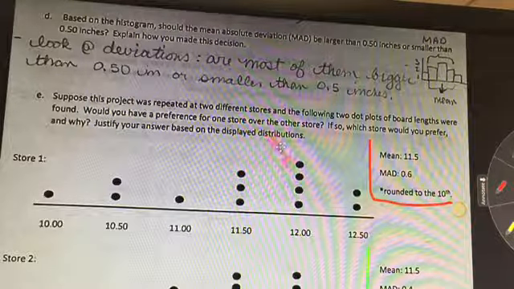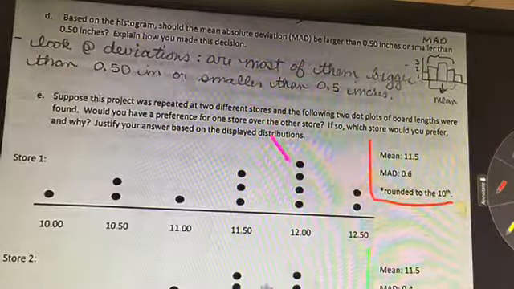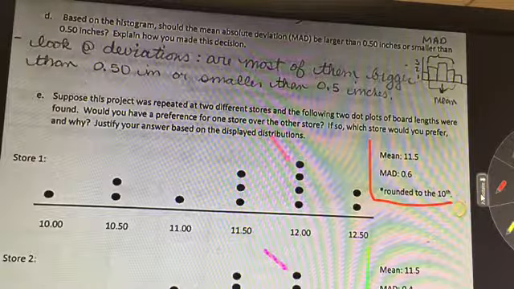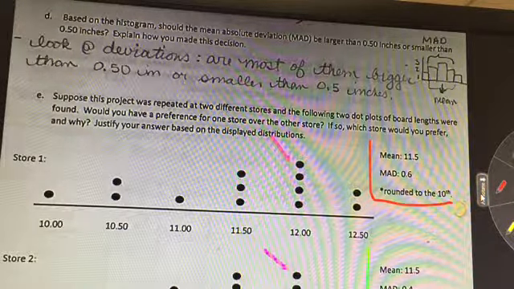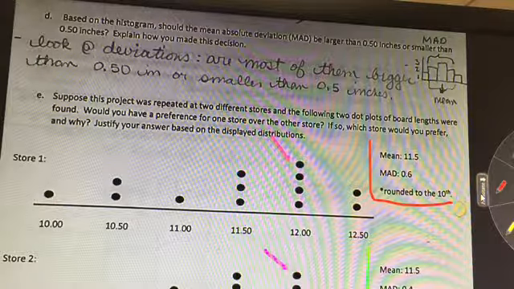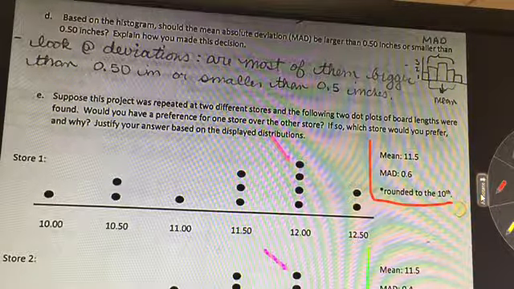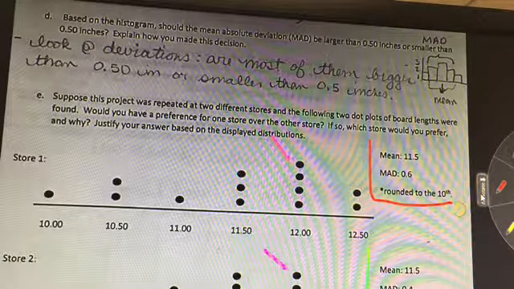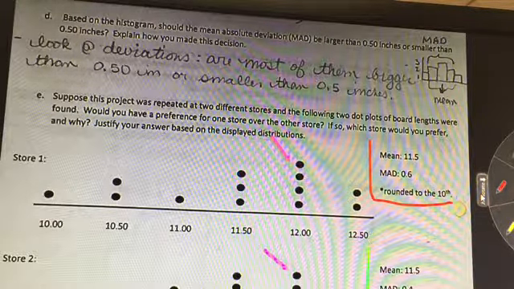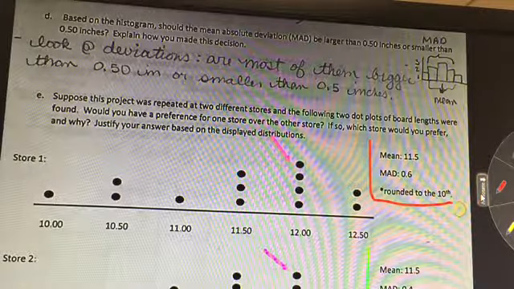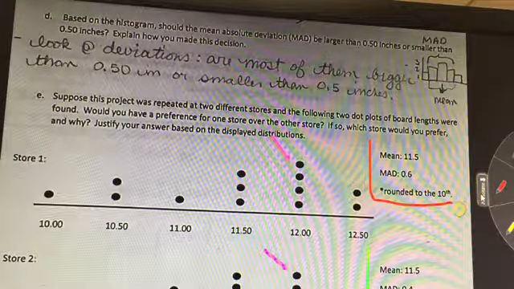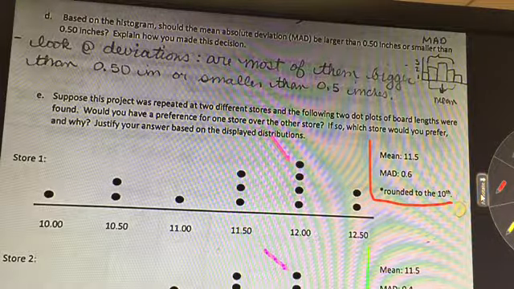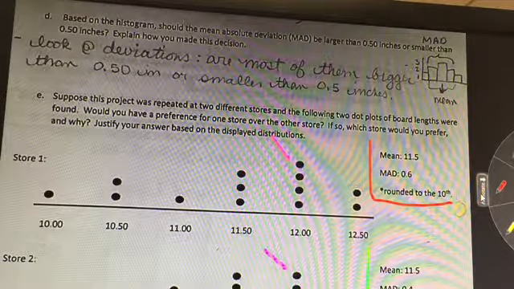Remember, these are our boards that are 12 inches. So we want 12-inch boards. Which store would you go to? Oh, they both have 4 at the 12. So now what am I going to use to decide? Haley, what do you think? Haley says let's use the MAD. So which store would you pick based off of the MAD? Emily says store 1 based off of the MAD.